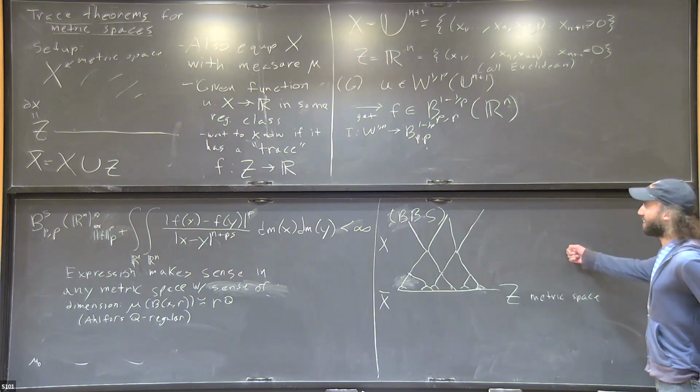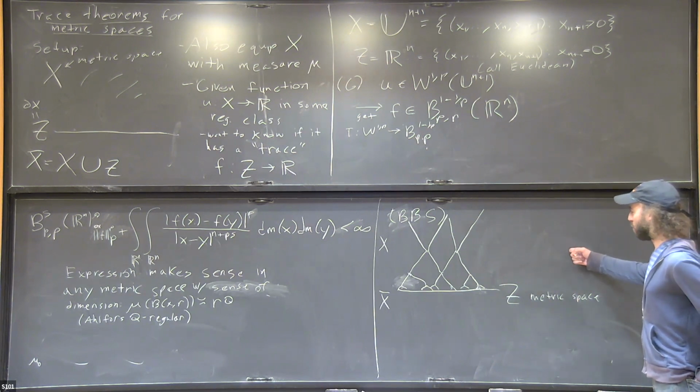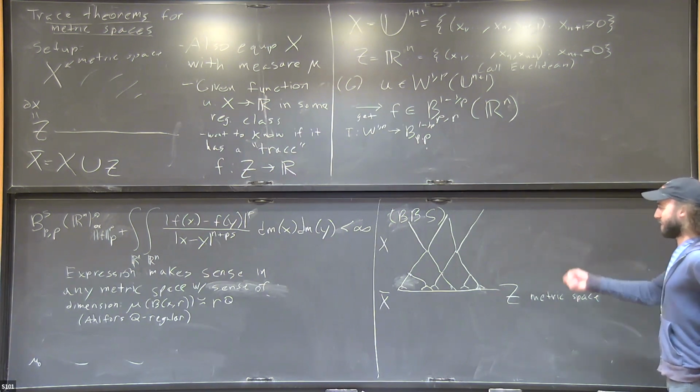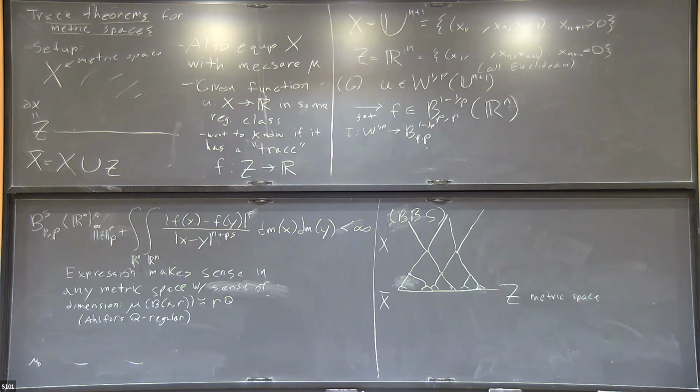So with arbitrary metric spaces, defining any sort of Sobolev function or whatever might be possible. But for a graph with a metric on it, this is very possible.